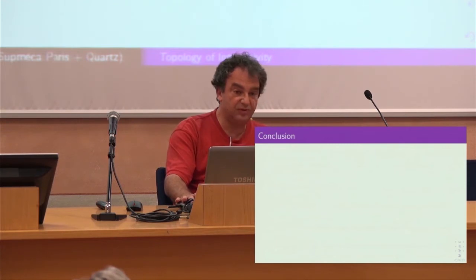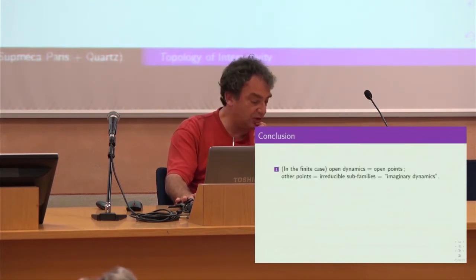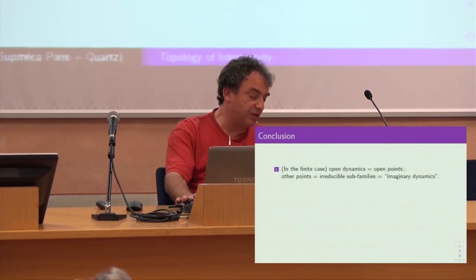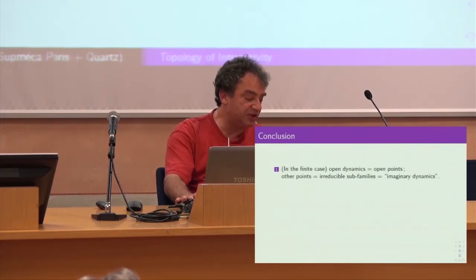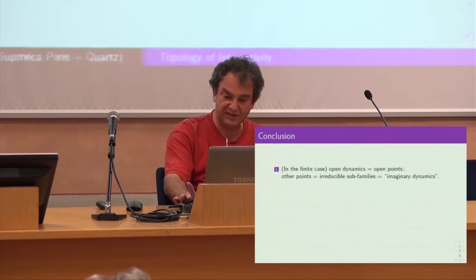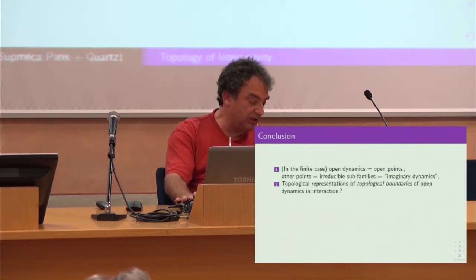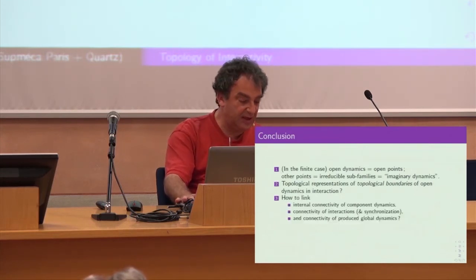Let's take 2 minutes again to conclude. We want to stress the interpretation of new topological points as kind of imaginary dynamics associated with connectively irreducible subfamilies. And secondly, we propose to look at finite topological spaces obtained this way by means of some topological interpretation. I will explain. And thirdly, we want to pose the problem of studying relations between the internal connectivity of the open dynamics, connectivity of the interaction, and connectivity of the new open dynamics produced by any dynamical family.